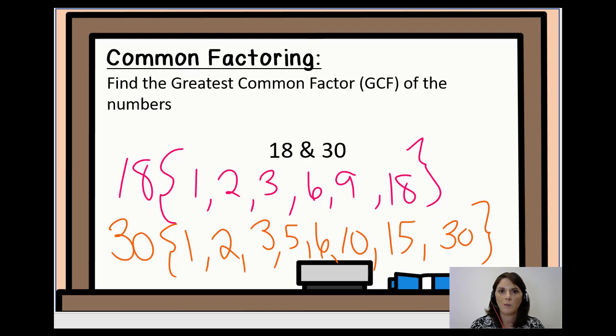So now we're going to look at the numbers that are common between both of them and figure out which one is the greatest. So they both have a 1, they both have a 2, they both have a 3, and they both have a 6. So 6 is the highest number that's common between both of them, so we're going to call this the greatest common factor. So therefore, the GCF is 6.